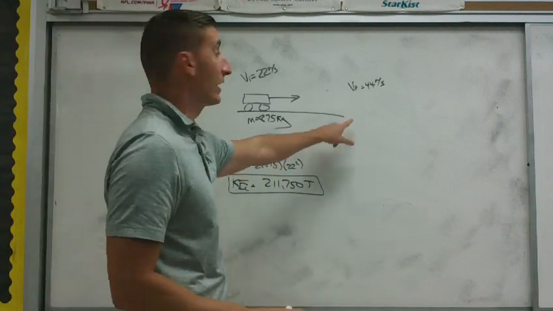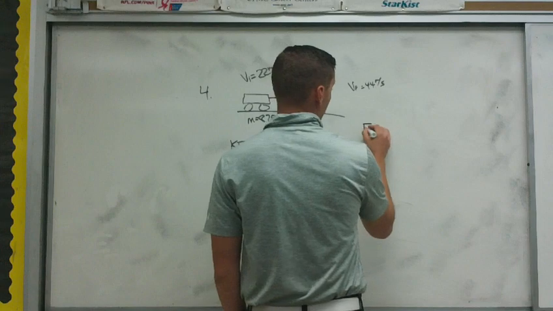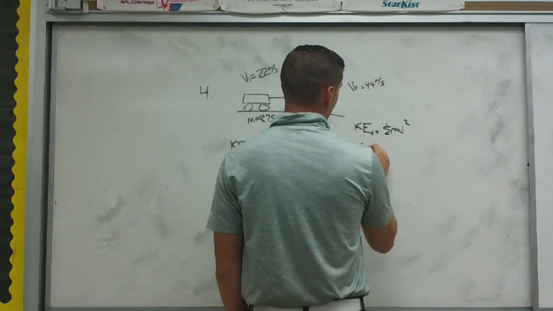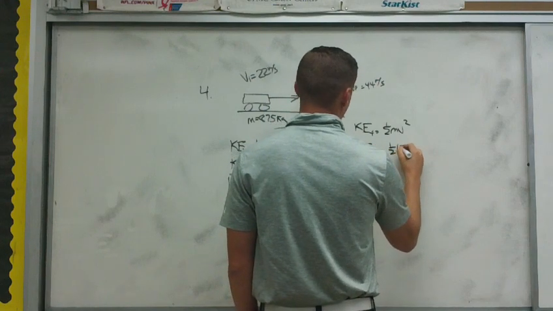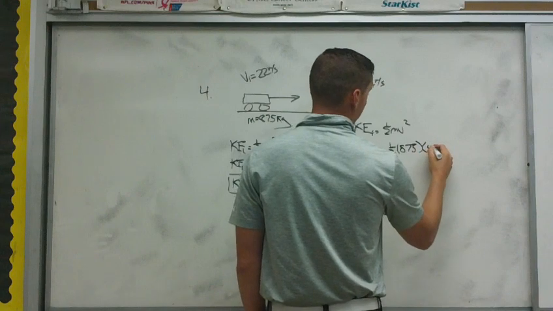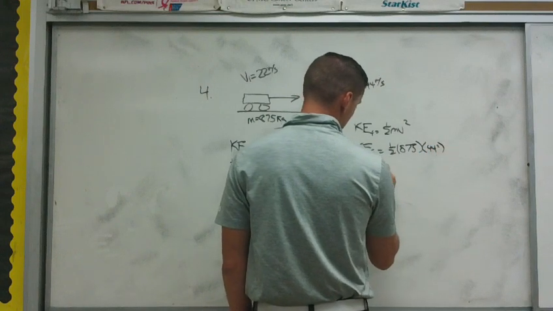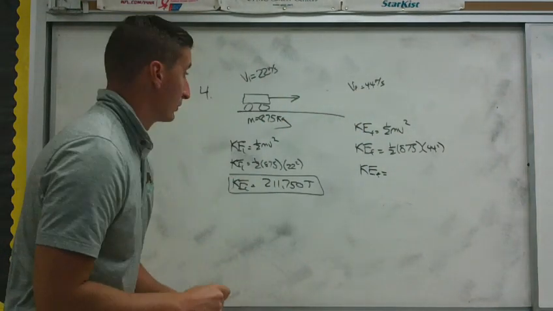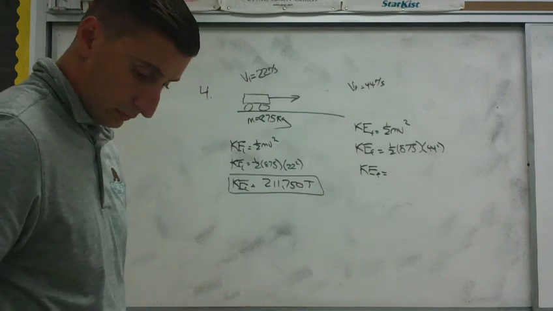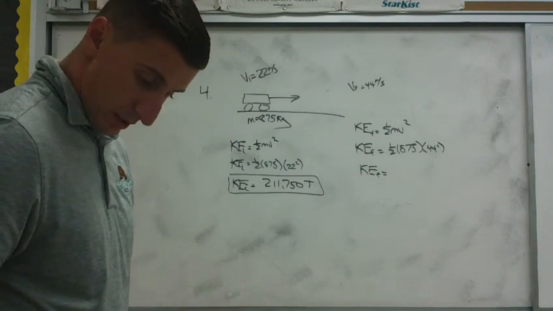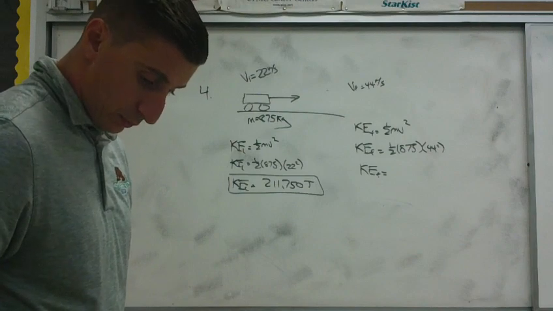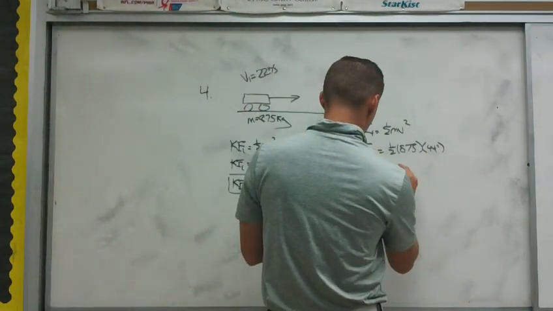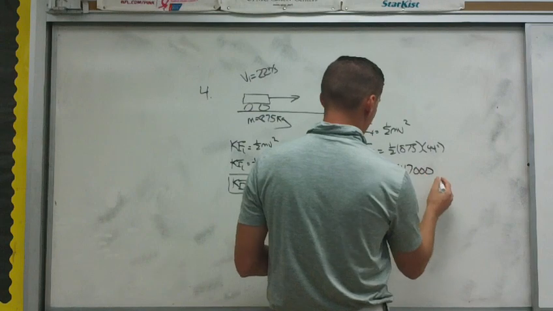Okay? So now I want to find the final. What kinetic energy does it have here? Well, it speeds up. So KE final equals 1/2 mv squared. KE final equals 1/2 times mass 875 times v, 44, squared. So I do 44 squared times 875 times 0.5. I get 847,000 joules.